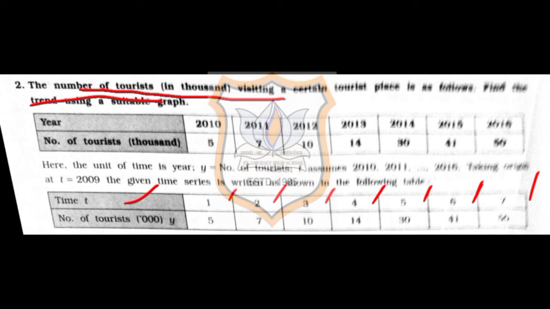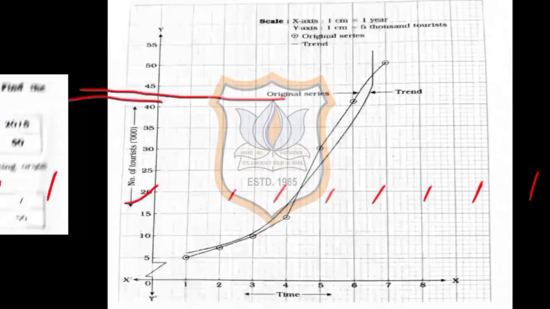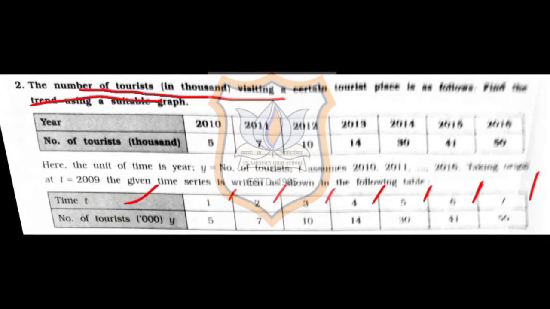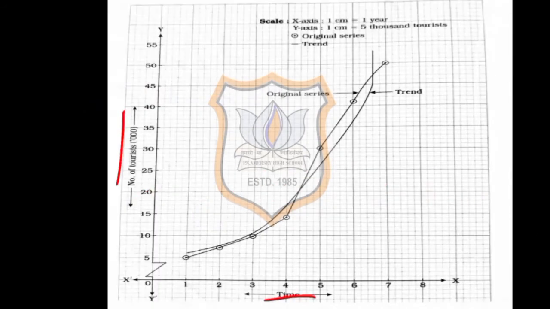Again in the same way, let's plot the graph. On the x-axis you take time, 1, 2, 3, 4, 5, 6, 7, 8, and the number of tourists you take on the y-axis. Again in the same way plot the points. For the first, when time is 1, the value is 5. We have taken a difference of 5 on the y-axis: 5, 10, 15, and so on.